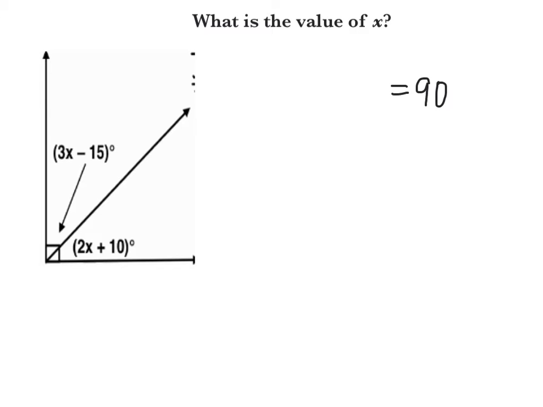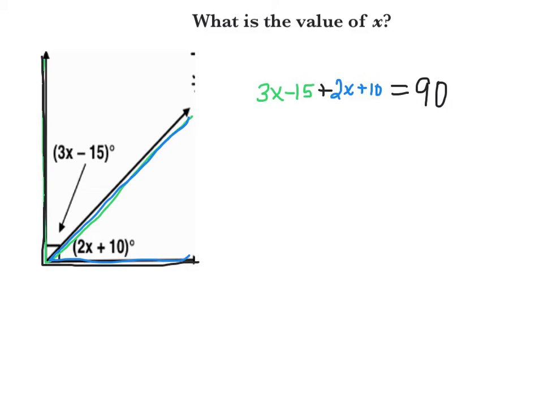My first angle, 3x minus 15, put together with the second angle, 2x plus 10, all equals 90 degrees. I have a few things that I can combine. I have a positive 3x and a positive 2x, so 3 plus 2 is 5x. Here was the tricky part.